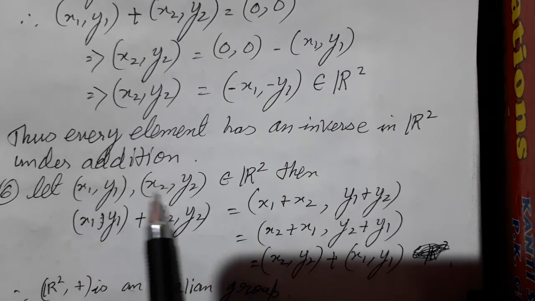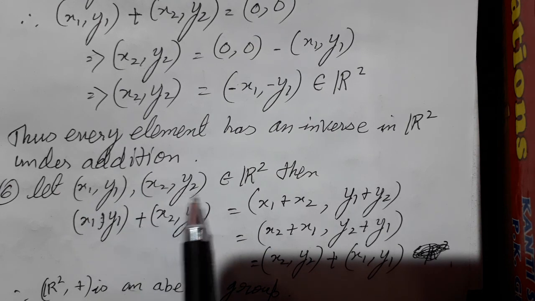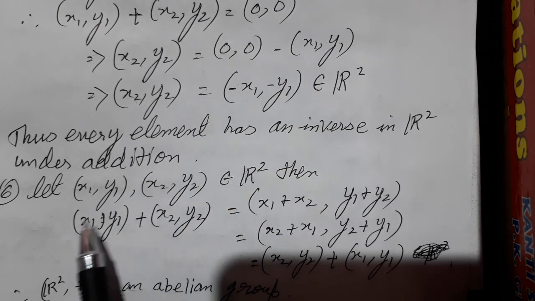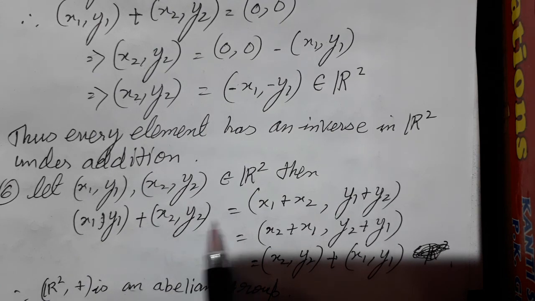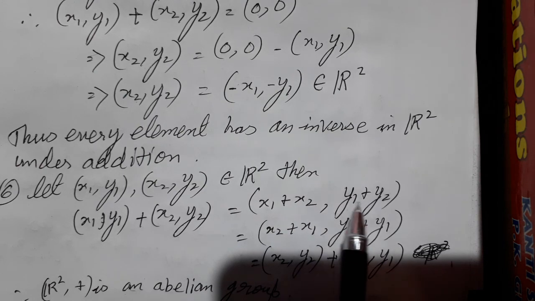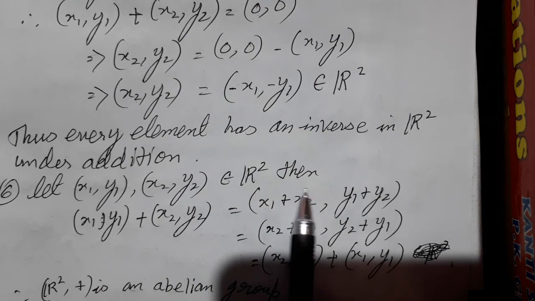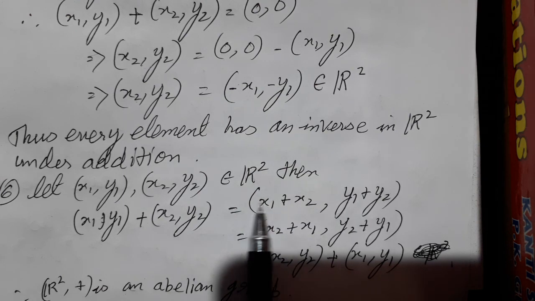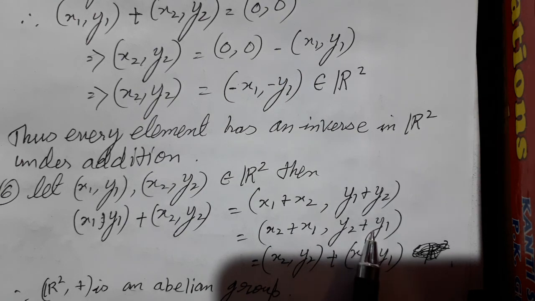Now let us check the commutative or the abelian part. So we have x1, y1 and x2, y2 belonging to R2. You add these two. x1, y1 plus x2, y2 is equal to what? x1 plus x2 comma y1 plus y2. Now these are real numbers, so addition of two real numbers is always commutative, so we can interchange this. So we get here x2 plus x1 comma y2 plus y1.